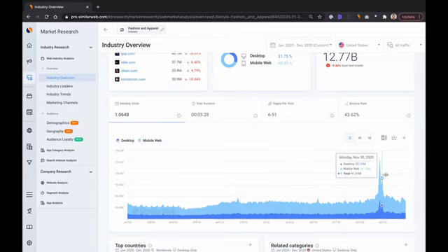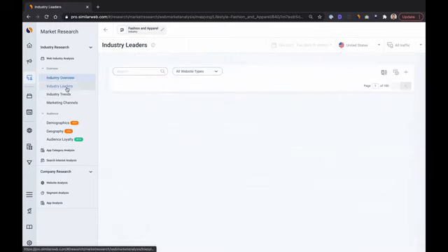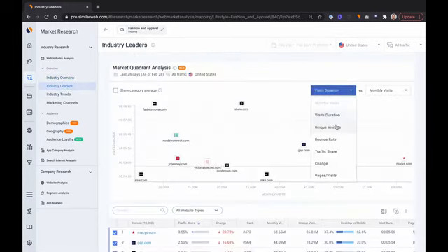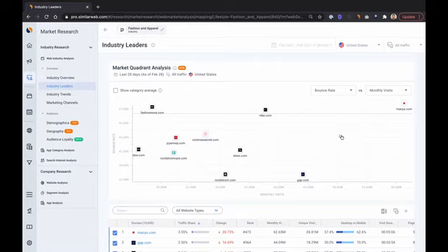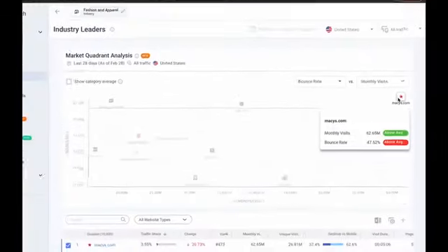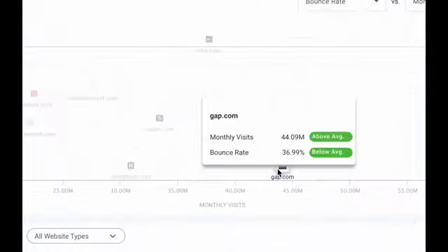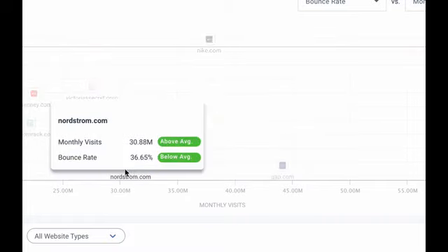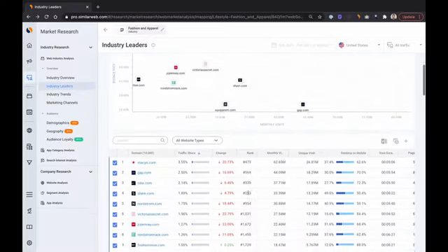Next, we can look at how Gap stacks up against the competition by mapping the market in the industry leaders tool. Let's look at bounce rate versus monthly visits here, sort of a quantity versus quality analysis. Here you can see that Macy's gets a lot of traffic, but also has a really high bounce rate. Gap is doing great, coming in at number 2 with traffic, but much lower bounce rate. From this, it looks like the closest performing site is Nordstrom's, so let's drill in there.